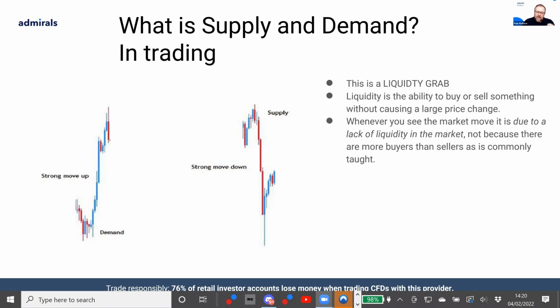And when we see things move really rapidly, strong moves up, strong moves down, very often this is what will be determined, and traders will talk about it as a liquidity grab. But we will describe that a little bit more over the next chart or two.